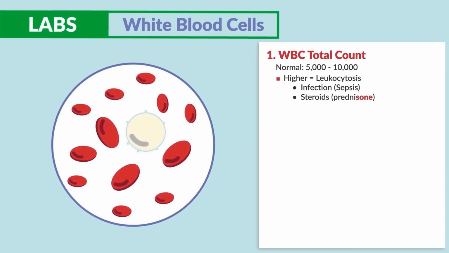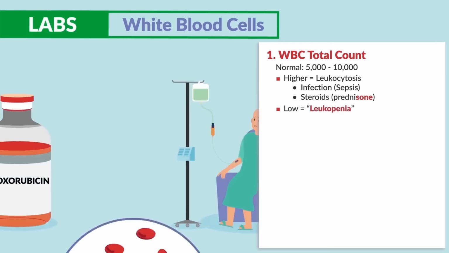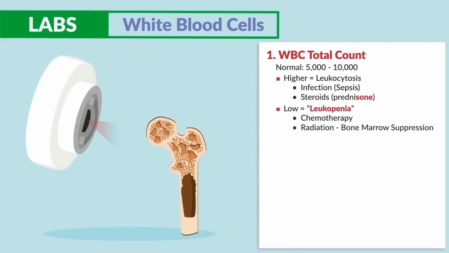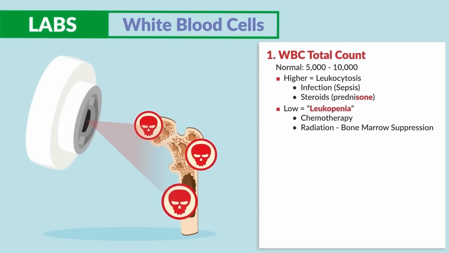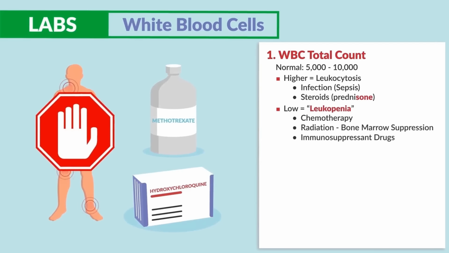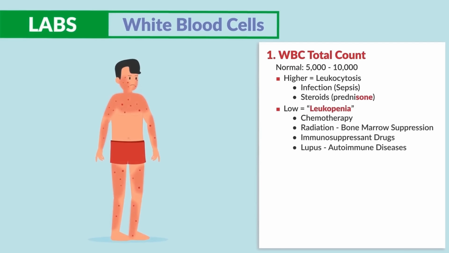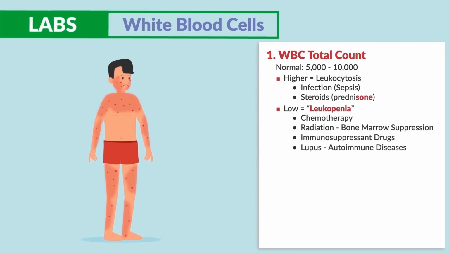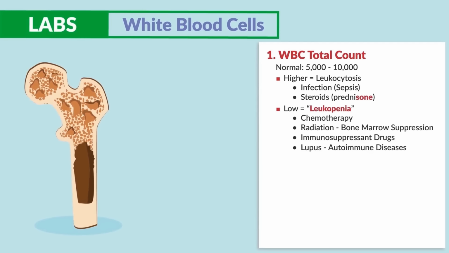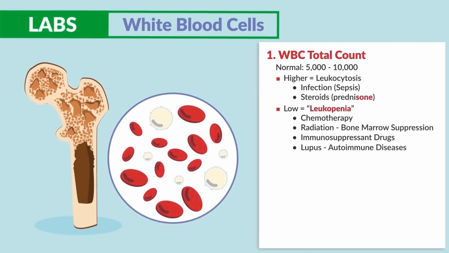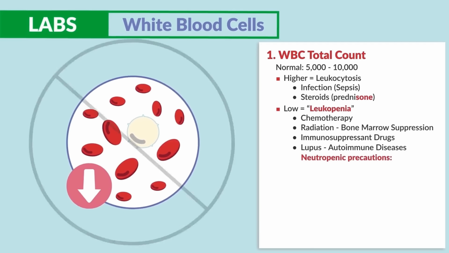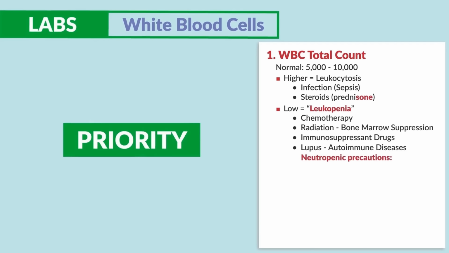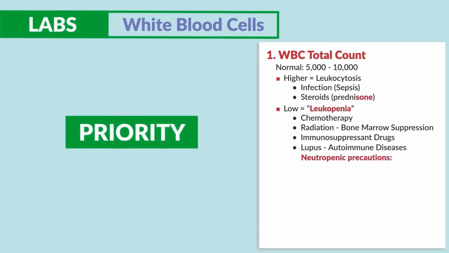Now, when the white blood cells are lower than 5,000, this is known as leukopenia and typically results from chemotherapy and radiation where bone marrow suppression takes place, as well as immunosuppressants and even lupus, the autoimmune disease where the body attacks the bone marrow. Since the bone marrow makes blood cells, both white blood cells and red blood cells, all these conditions lower the bone marrow. So a big thing to watch out for is neutropenic precautions, a huge priority for any low WBC count.